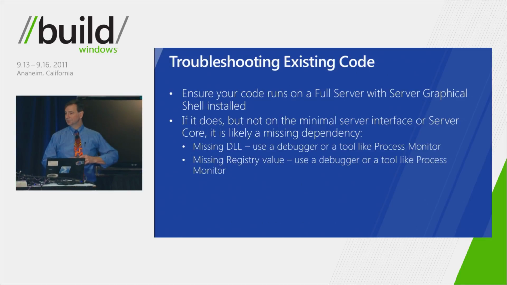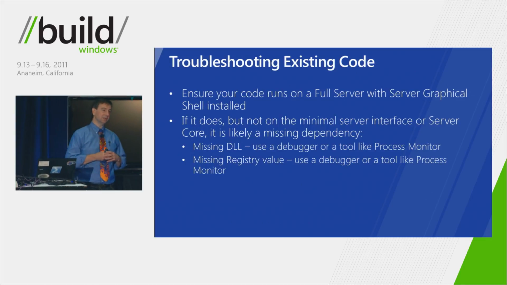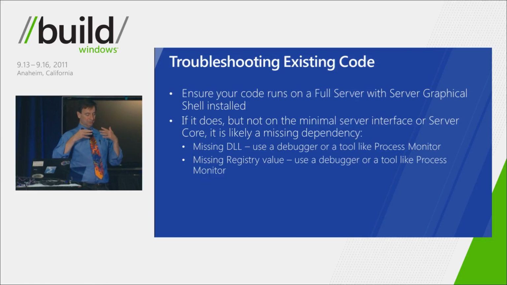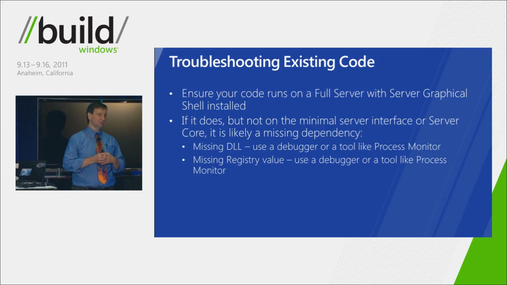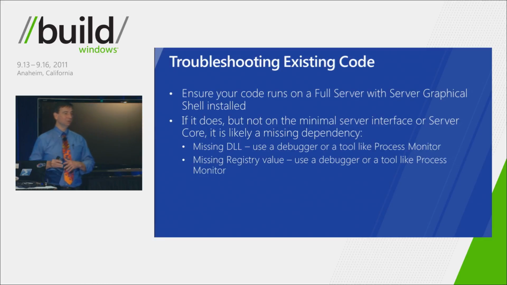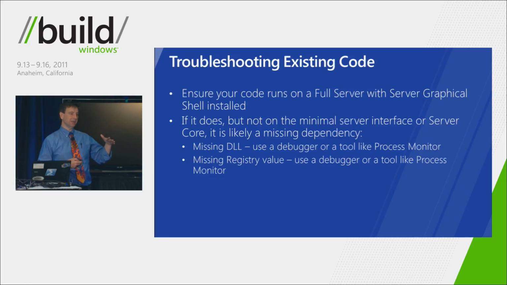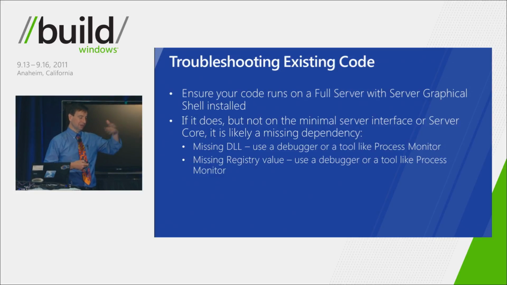And this is how you troubleshoot your existing code. If you're running your code and you encounter a problem while testing, step number 1, see if you have the same problem on full server. If you do, then it has nothing to do with this. If you don't, then you want to do the next step. It's probably because something you depend upon is missing. So now the trick is to figure out how to tell what's missing.